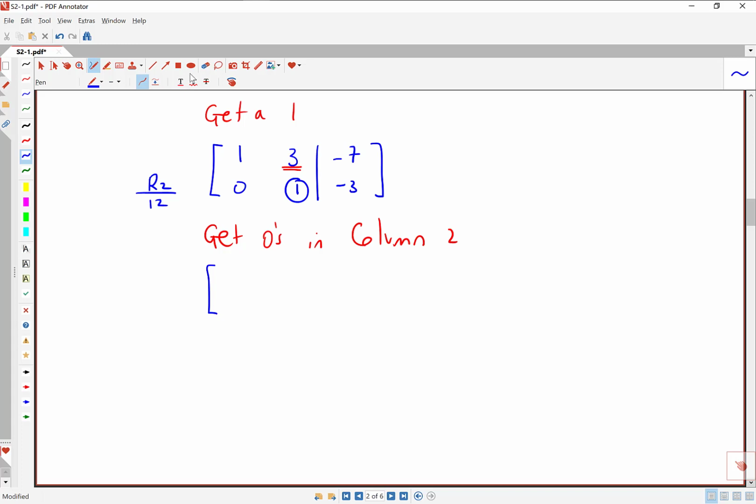So let's think about anytime you're trying to get a 0, think about the pattern of going current row plus or minus some number times our pivot row.